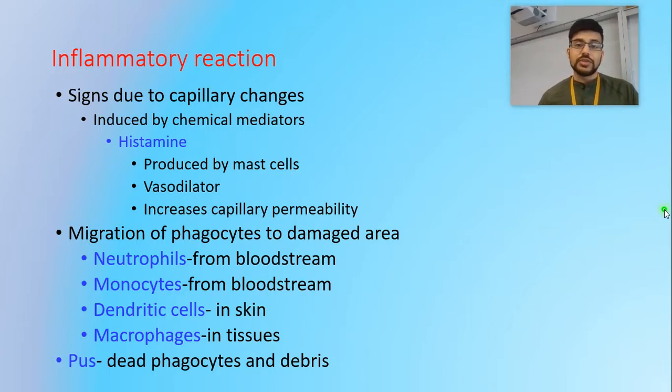When that happens, you get phagocytes coming into this area that's been damaged, and there are different kinds of phagocytes available. You have neutrophils, monocytes, dendritic cells, macrophages, and if they ever escape your body and can't get in, they might end up dying out, and that's what we call pus.